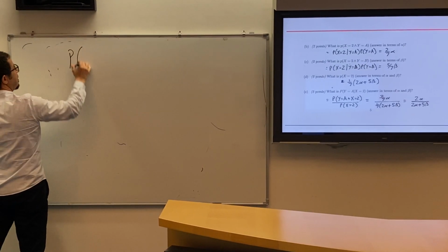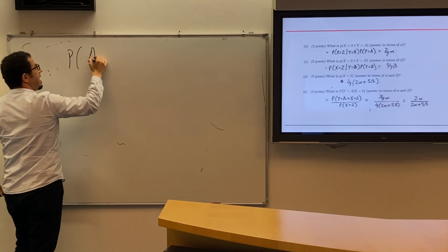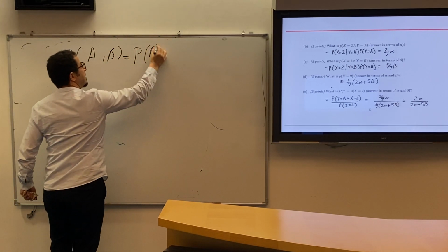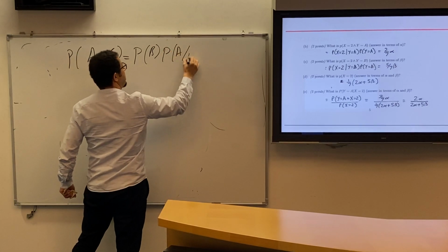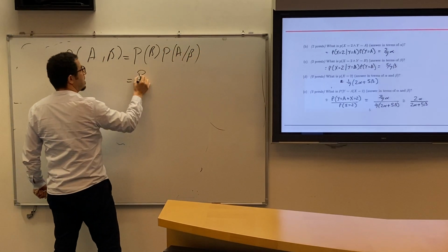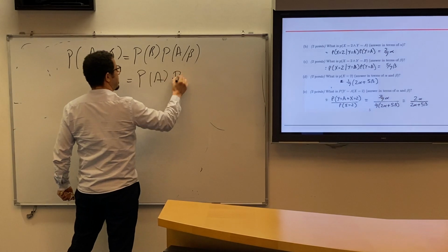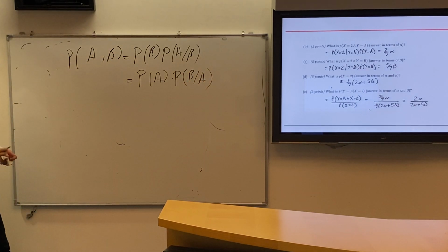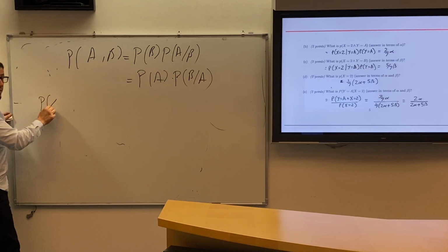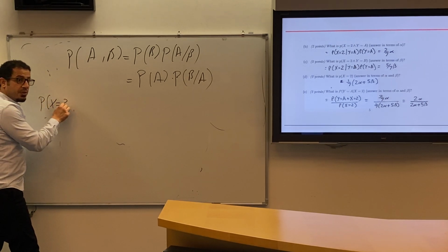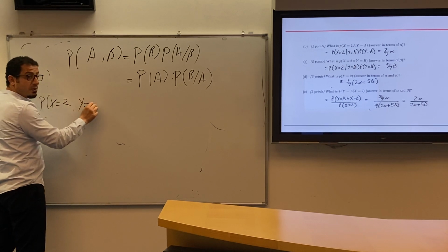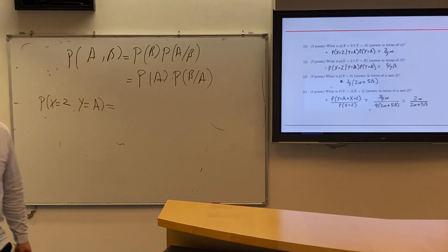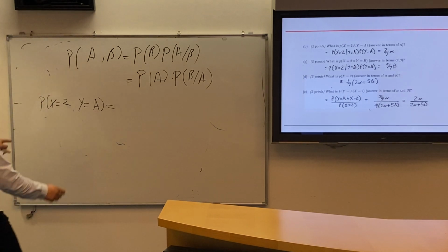Okay, the probability of A given B, what is it, please? Is it the probability of B times the probability of A given B, or the probability of A times the probability of B given A? So what do you think here? We are looking for the probability of x equals 2 and y equals A. But you have to use alpha and beta. Alpha and beta is giving A, right? So it will be here.